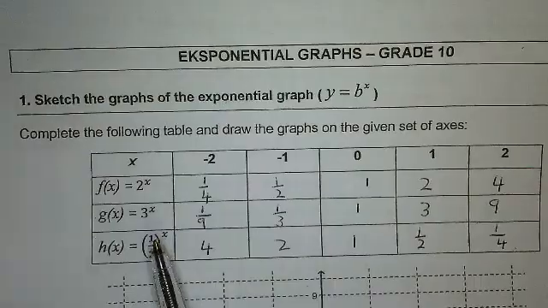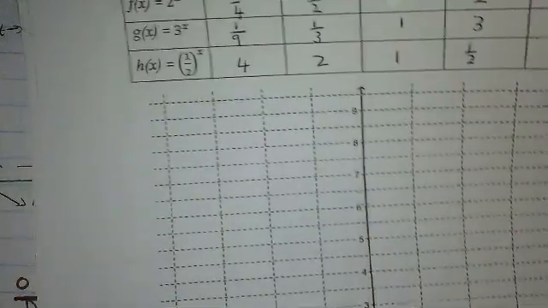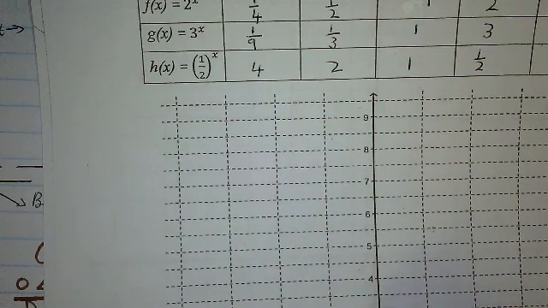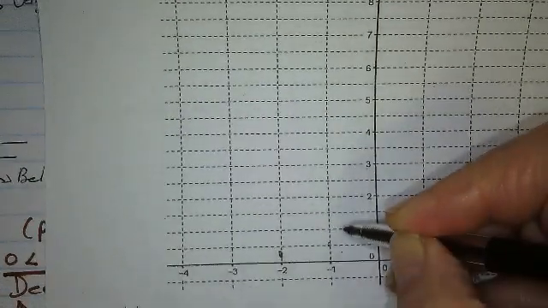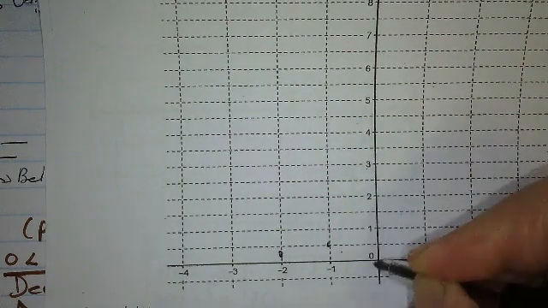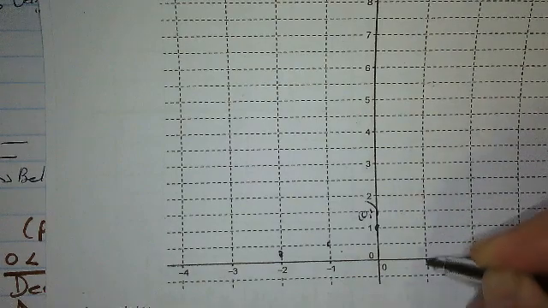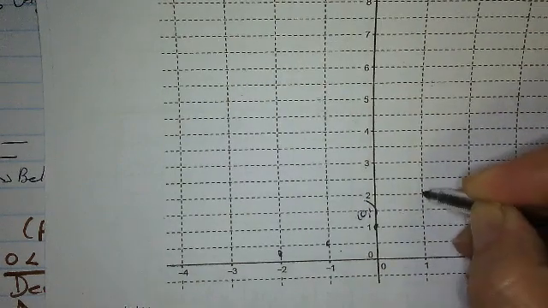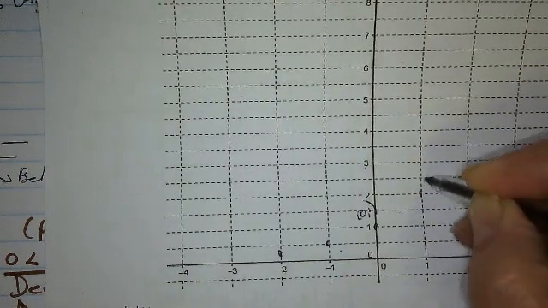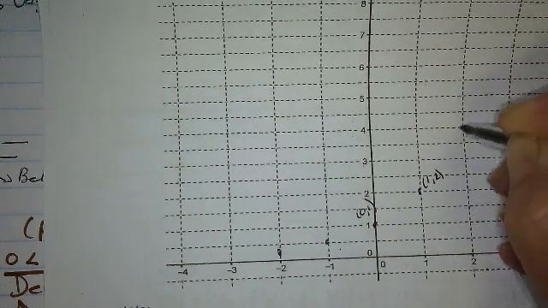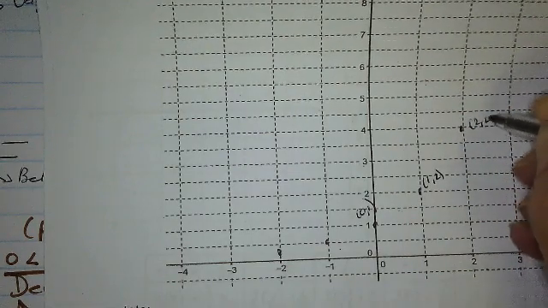Now let's plot the points then. So it's negative 2 goes to a quarter. So negative 2 and a quarter. Negative 1 goes to a half. So we just plot the points there. 0 will be 1, and remember to write your coordinates there. 1 will go up to 2. You can see it's increasing there, so it's 1 and 2, and 2 goes up to 4. So it's 2 and 4.